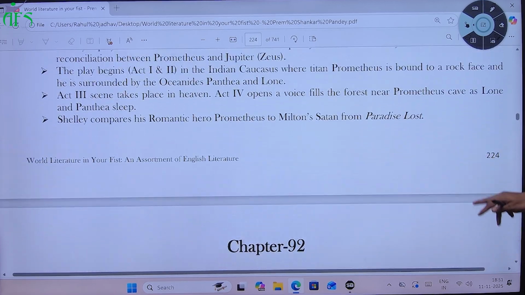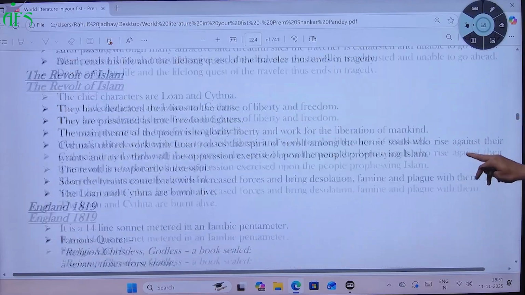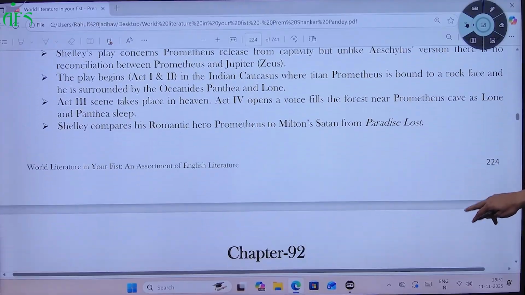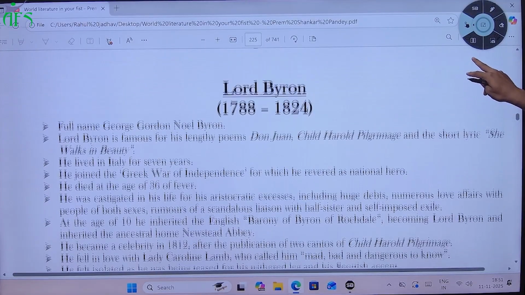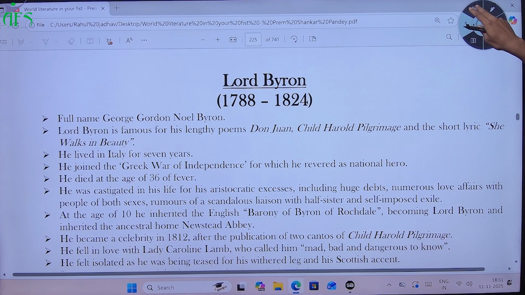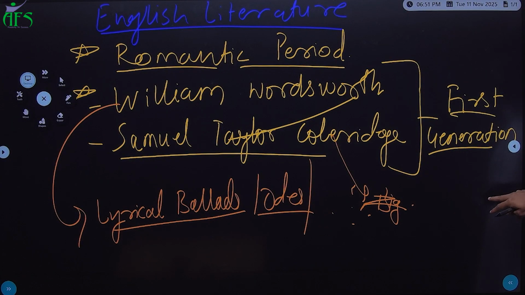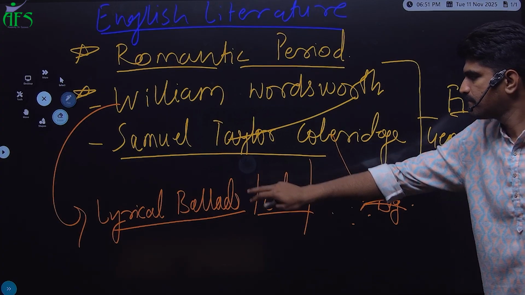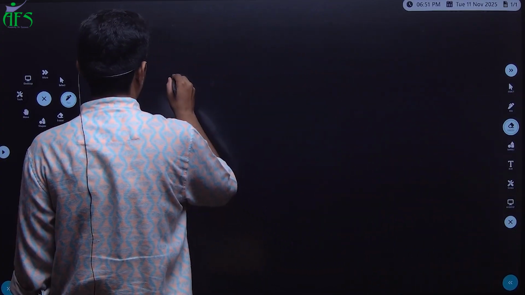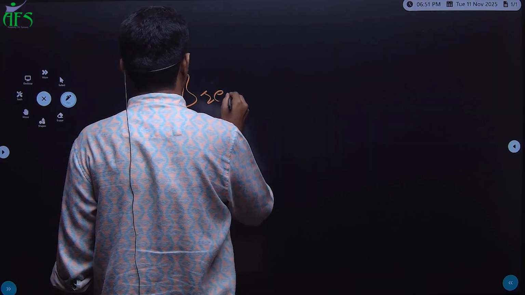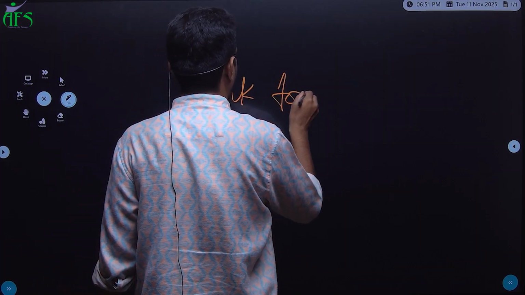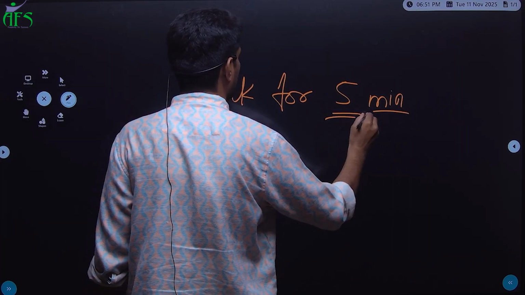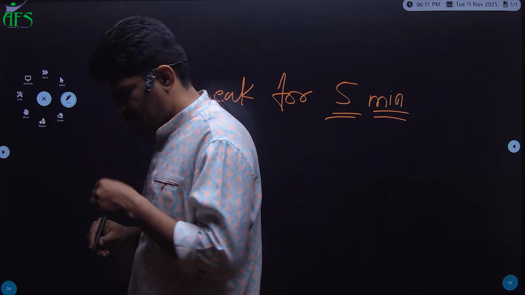And this is all about the work from P.B. Shelley, again a prominent figure from our text. Now, before we move to talk about Lord Byron, let us take a break for 5 minutes and come back.